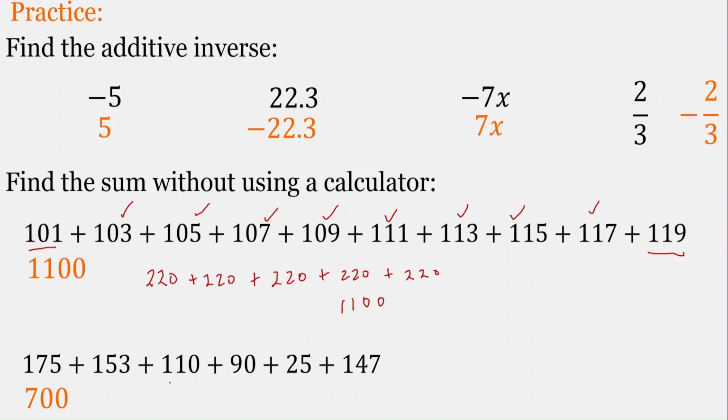Now with this last problem, right next to each other, I see a 110 and a 90. Well, that's 200. And then I see a 175 and a 25. Well, those combine to form another 200. And then what's left over? 147 and 153. They also sum up nicely to 300. So 200 plus 200 plus 300 is 700.